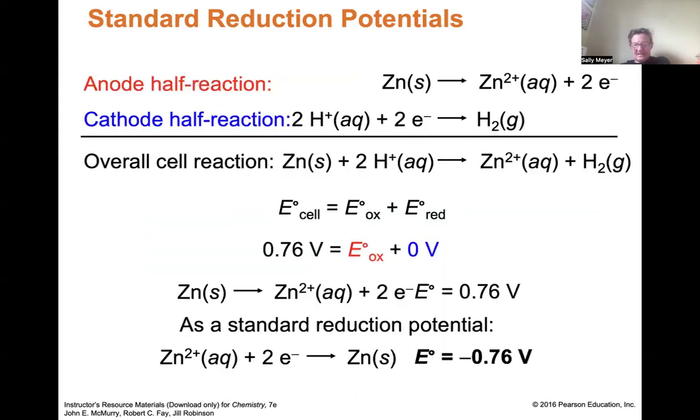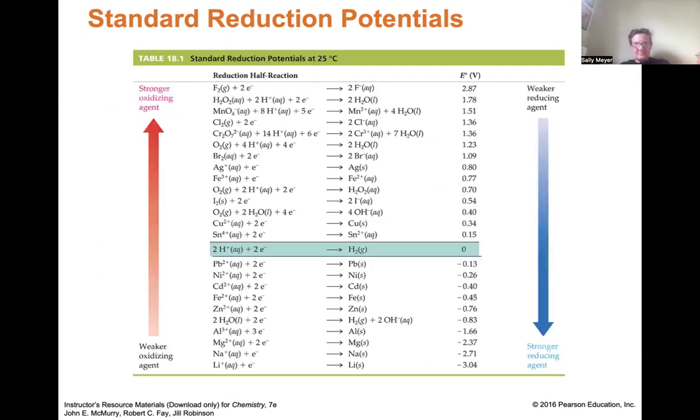Now this is calculating another cell potential, and this is whether or not zinc solid could be oxidized by the H plus, and it shows a negative cell potential. So under standard conditions of 1 atm and 1 molar for the solutions, that means this reaction isn't spontaneous, so you could not use this reaction in a galvanic cell.